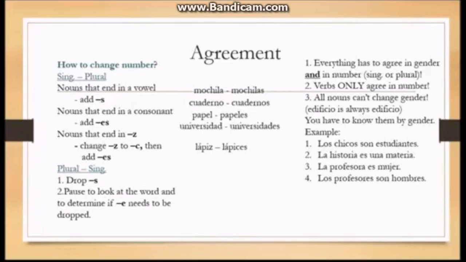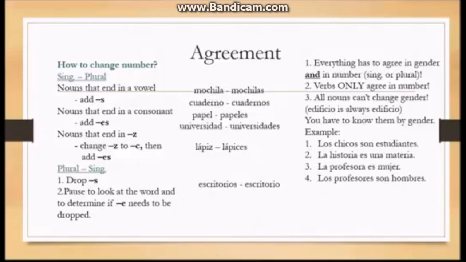Lápiz ends in a consonant, but the consonant is z, so there's a special rule. Change the z to c and then add es. Lápices. Let's look at changing nouns from plural to singular.